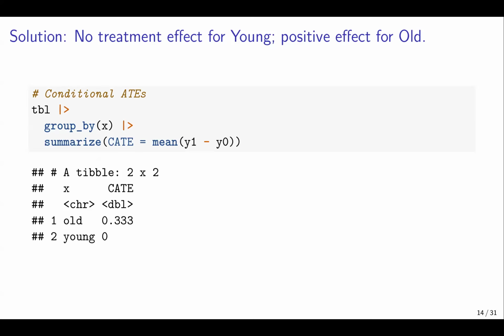Well, I'm going to end up with 2 different ATEs, one for each group. So for the old, there is a positive conditional average treatment effect. It's a third. Whereas for the young, there is no treatment effect. So I've created a scenario where we've got a drug that doesn't do anything for the young people, but actually helps the old people, makes them much more likely to survive.